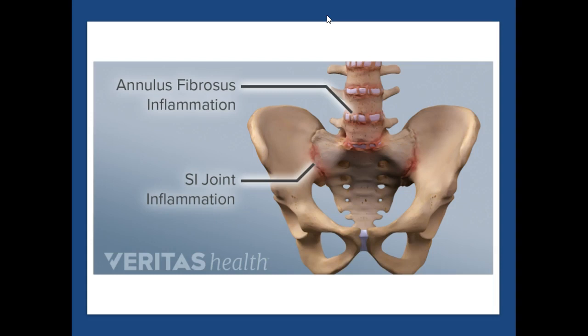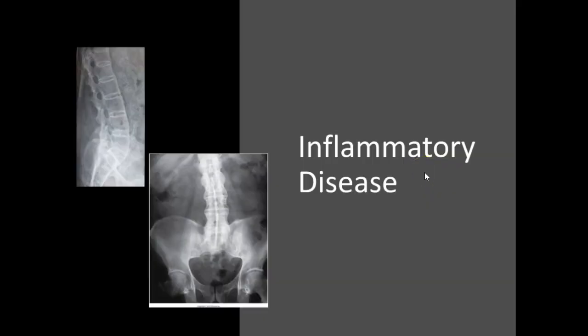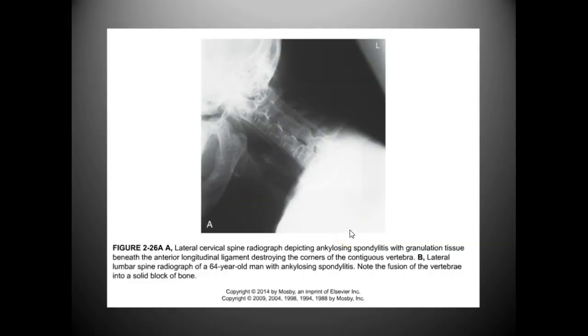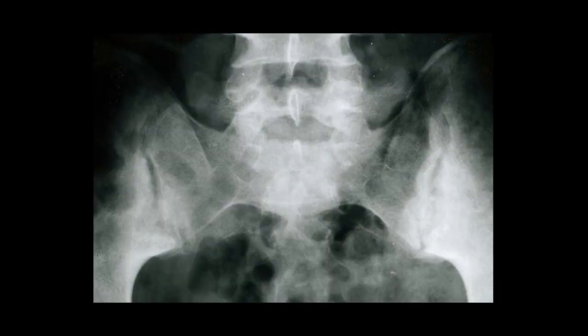It affects the SI joints, so they become fuzzy and hazy. So right in here, you'll see fuzz and haze, and you can see the bamboo spine. See how it looks like a piece of bamboo? So bamboo spine where it's fusing. You can see it's fused together. And it can be of the neck also. So there's your bamboo. And the SI joints, you can see how they don't look normal. They look abnormal. They're fuzzy. They should be clear.